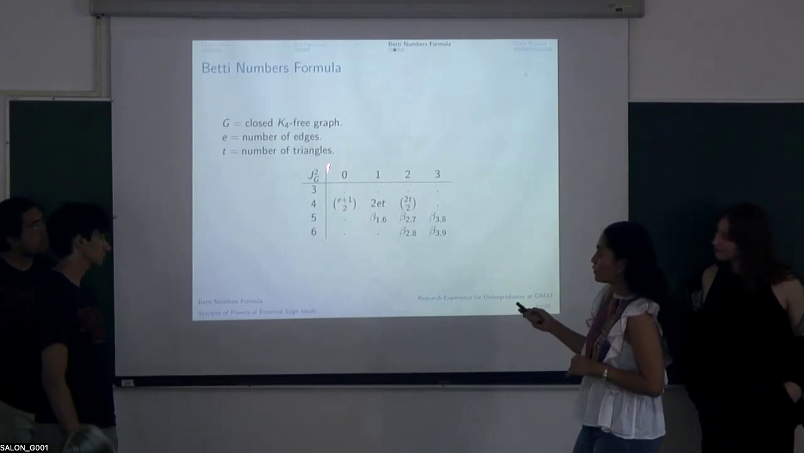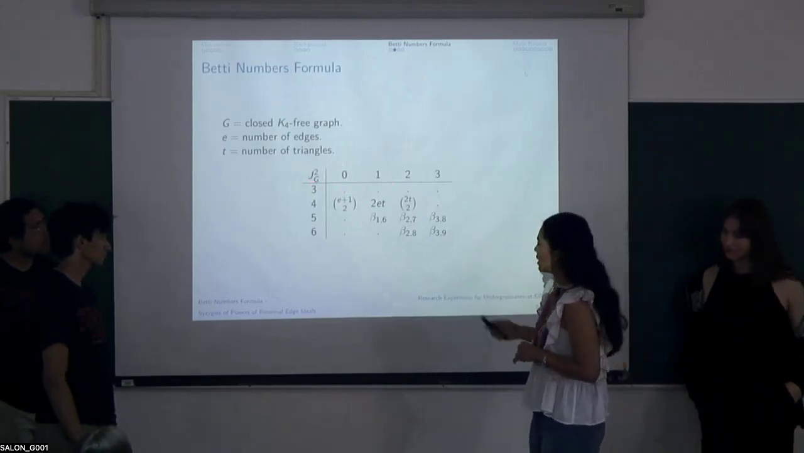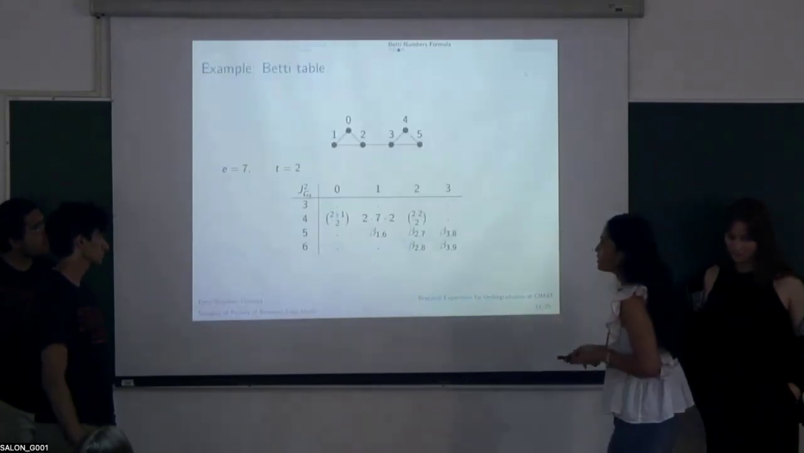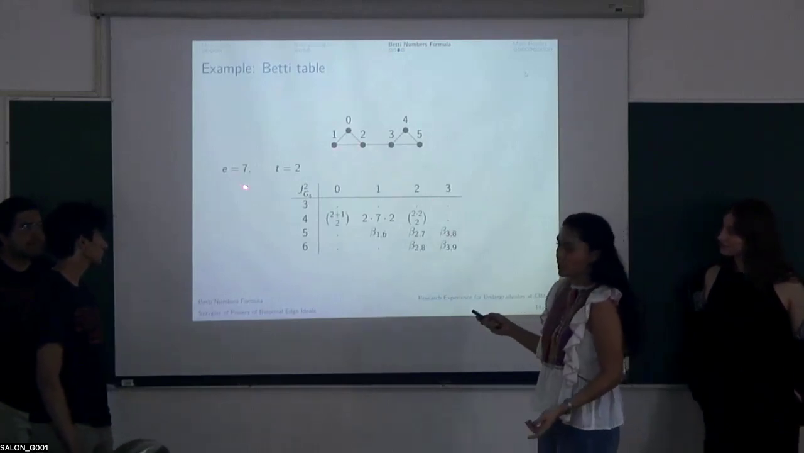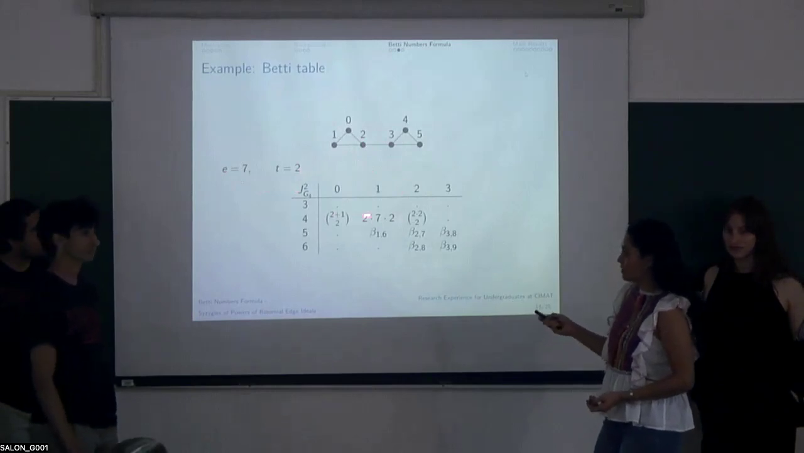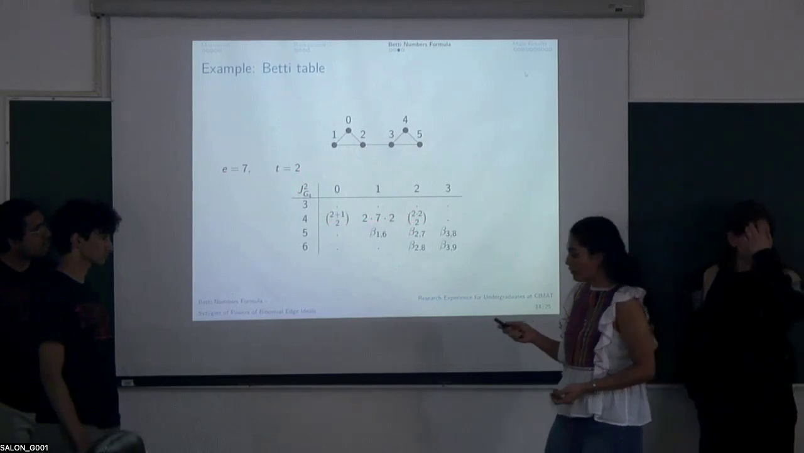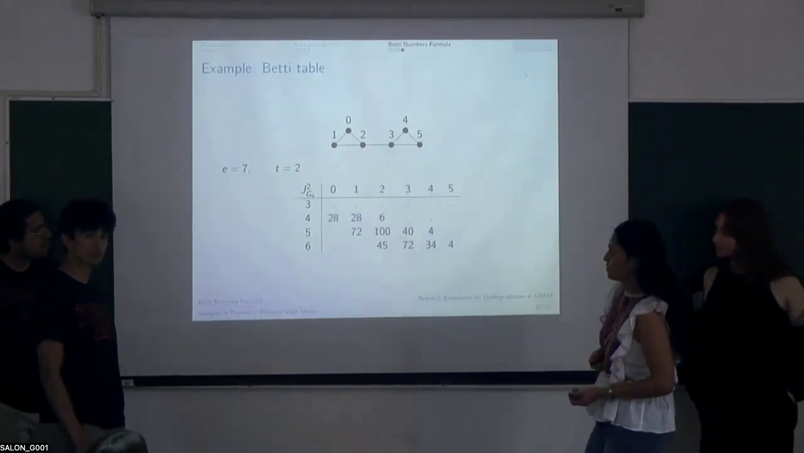So we have these formulas for JG squared. Okay, so let's see how this looks with an example. Remember our favorite example. This example has 7 edges and 2 triangles. So we just replace the numbers in the formulas, and then we have that this is 28, this is 28, and this is 6. And the complete Betti table looks like this.